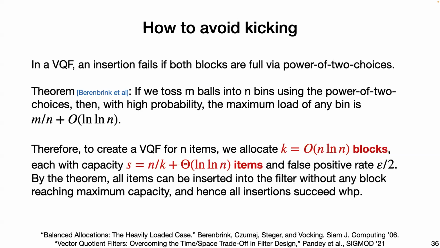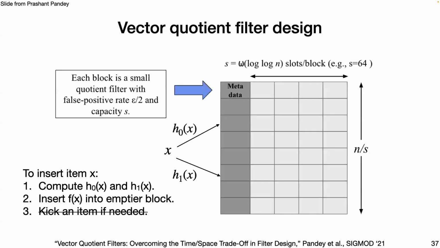So if you have n items, then you can allocate n over ln blocks, each with this capacity. Using this theorem, that tells you that you have enough space. You just need to allocate enough space so that you can accommodate this maximum load with high probability, and then all insertions will succeed with high probability. Okay, so that's how they got rid of the kicking with some extra space.